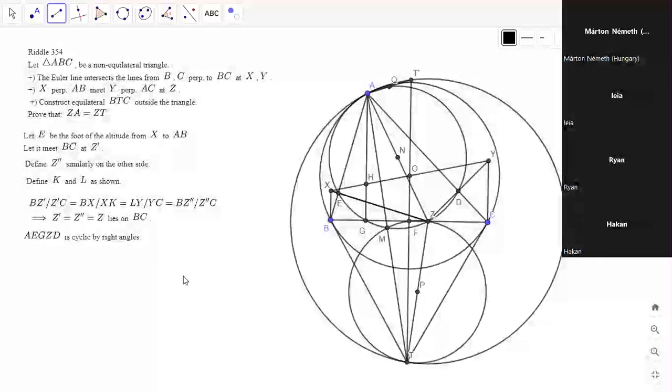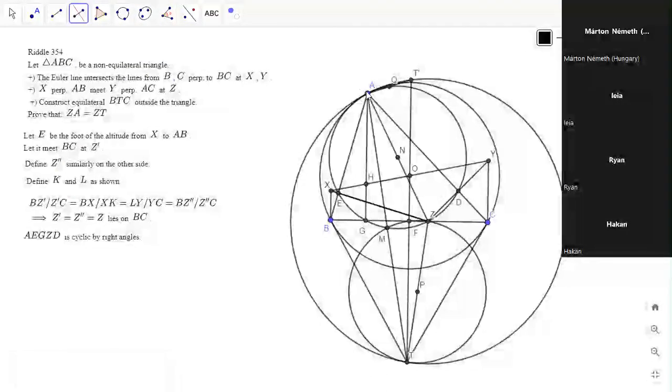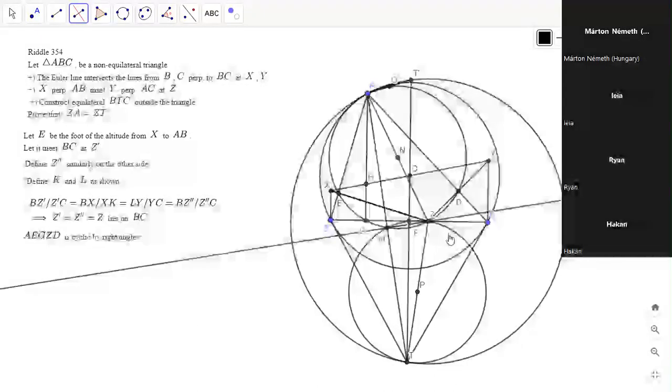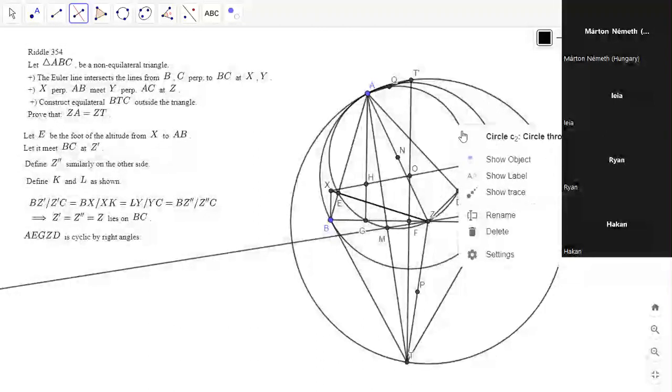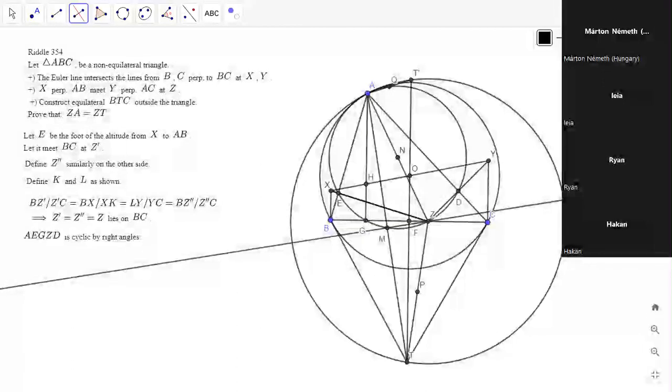Okay. So I'm going to use this lemma, where I let the perpendicular bisector of AT meet BC at Z prime. So basically, you can calculate the ratio of ZB over ZC in terms of AB and AC. So ZB over ZC is actually AB squared minus BT squared divided by AC squared minus CT squared.